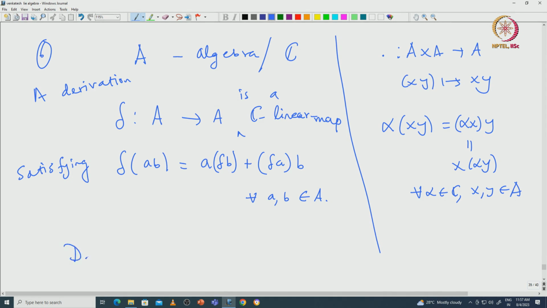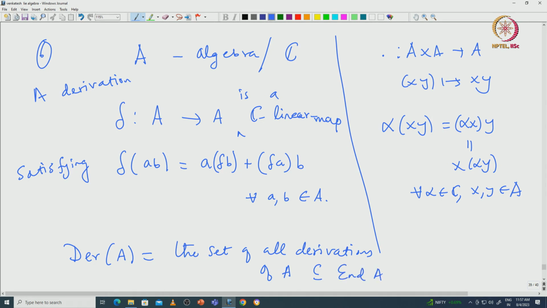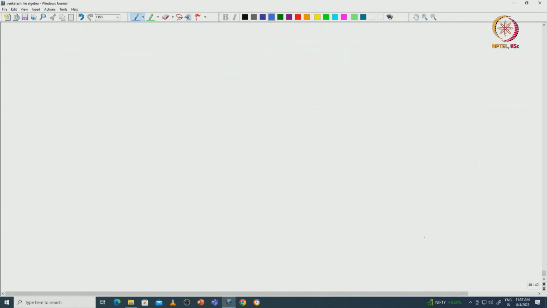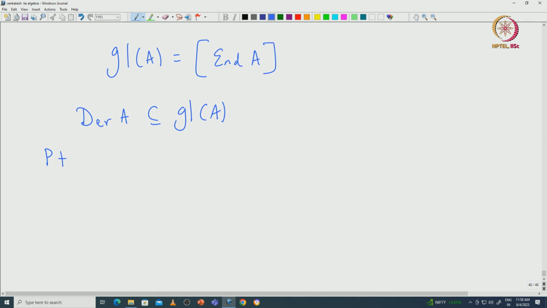Now we also define what is called Der A, the set of all derivations of A, which sits inside the endomorphisms of A. We already know that the endomorphism space of A has a product given by composition. So, GL of A is nothing but the Lie algebra structure on this endomorphism of A. Now Der A is a subspace of GL of A. The natural question is whether Der A is a Lie subalgebra or not. One can prove that Der A is a Lie subalgebra of GL A.